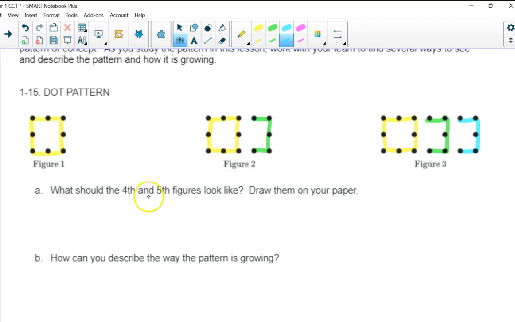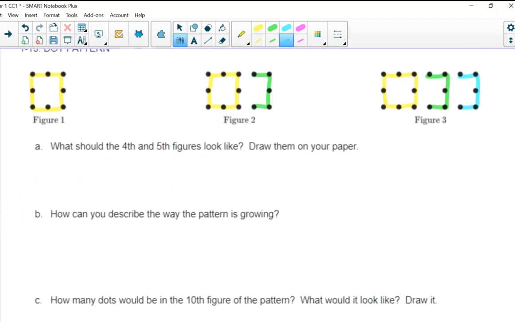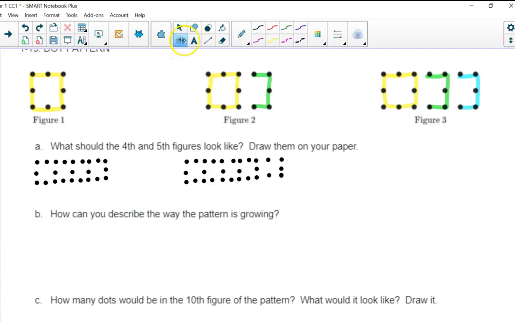So let's use this information and let's answer what should the fourth and fifth figures look like. So go ahead with what we just noticed, draw what you think the fourth and fifth figure would look like. All right, hopefully yours looks a lot better than mine. But here is figure 4, and here is figure 5. Trying to write these on the computer is a very hard task to do.